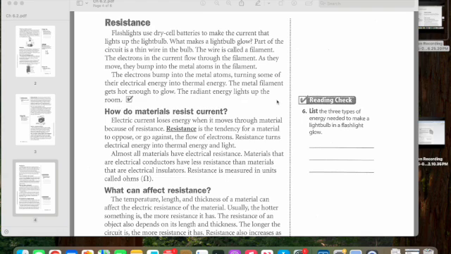And then we're going to highlight these next two sentences. The electrons bump into the metal atoms, turning some of their electrical energy into thermal energy. The metal filament gets hot enough to glow. The radiant energy lights up the room.